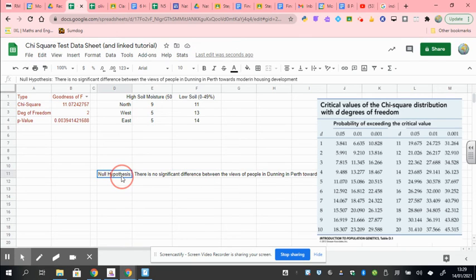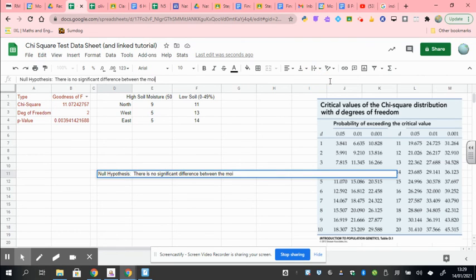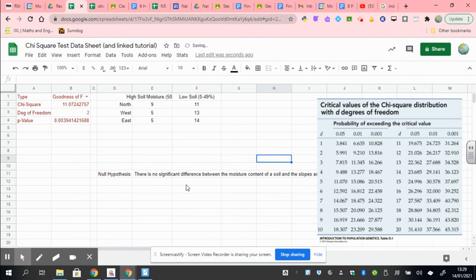My null hypothesis would have to change. It would be there is no significant difference between the moisture content of a soil and the slope's aspect. Now, the aspect is the direction it faces. So I'm saying it doesn't matter where my soil faces, whether it's north facing, west facing, or east facing, it would have the same influence on the soil moisture.